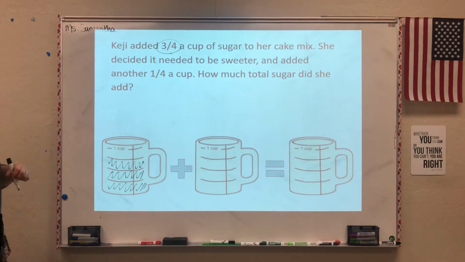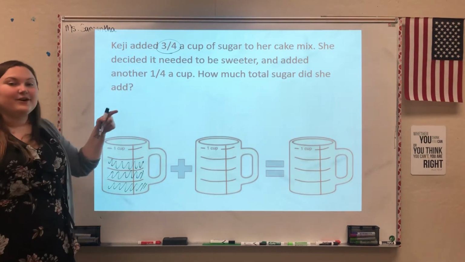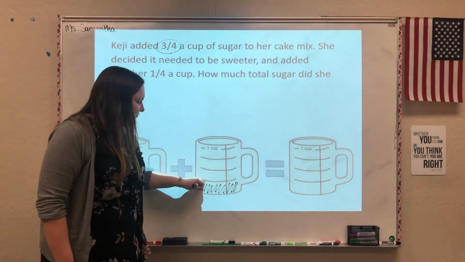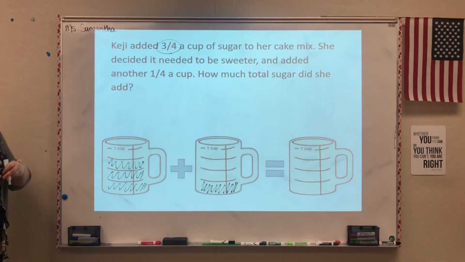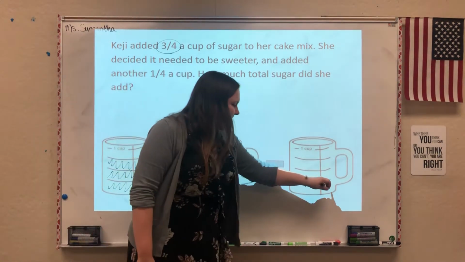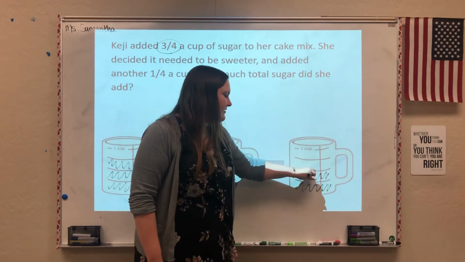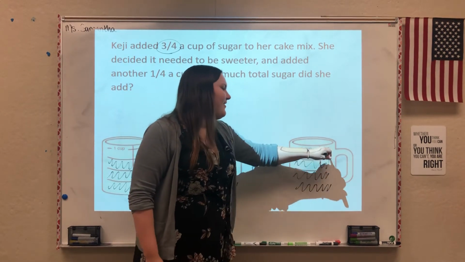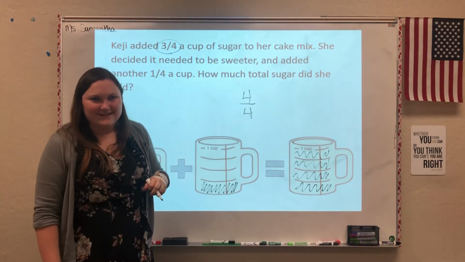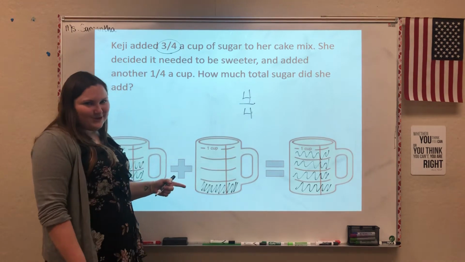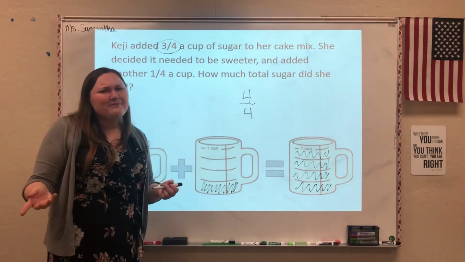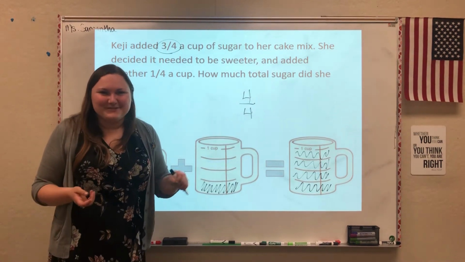She decided it needed to be sweeter, so she added another 1/4 a cup. So that would be that right there. Well, if you put those together, we've got 3/4 here plus 1/4 here. That's going to give you 1/4, 2/4, 3/4, 4/4. So we're left with 4/4. Now, part of the reason I'm using this picture to talk through this problem is if you said 4/4, you're not wrong, but that's also not what you would hear if you were in a kitchen measuring this out.